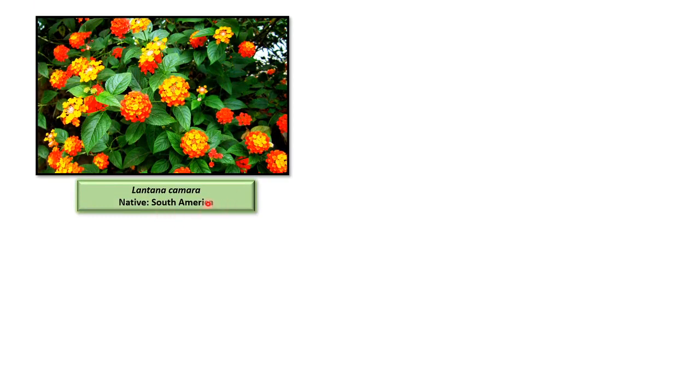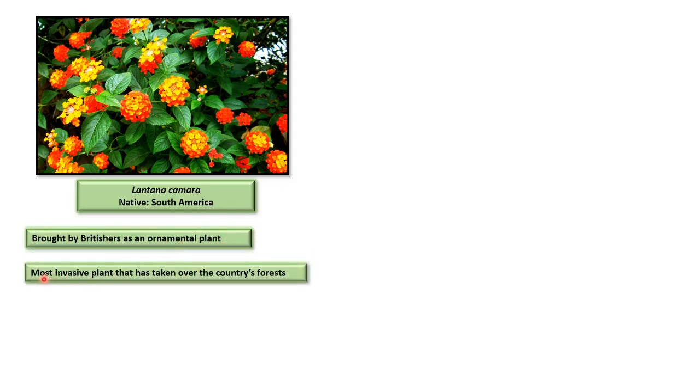One among them is Lantana camara, which is native of South America. This particular plant was brought by Britishers as an ornamental plant to provide aesthetic look. But now it is the most invasive plant that has taken over the country's forests. India's many forest areas have been occupied by this plant, which is known as Lantana camara. This plant is driving wild animals out for foraging. Since this plant has occupied most of the forest area, and this plant is not edible, wild animals do not choose to eat this plant, and so in search of food, these animals go out of the forest, which is dangerous.